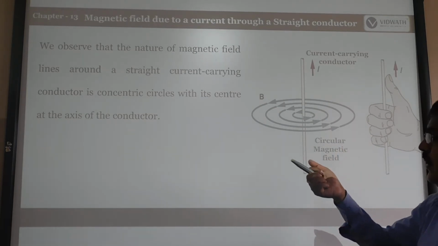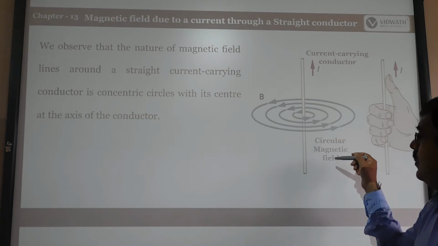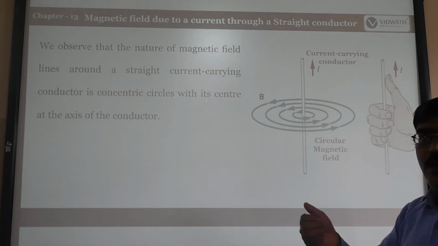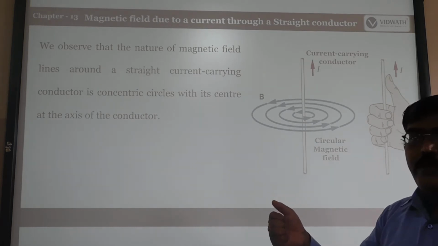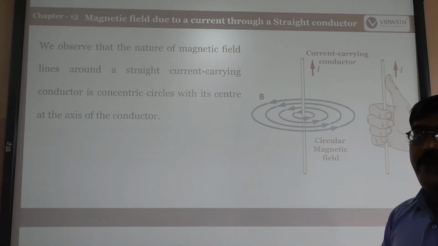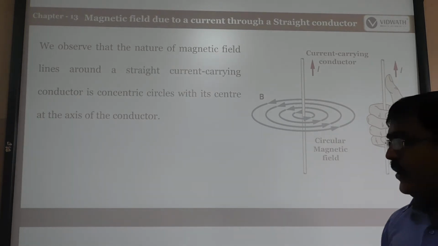So the fingers which are enclosed around it produce the circular magnetic field. The fingers which enclose the conductor indicate the direction of the magnetic field produced. So this is the straight conductor seen as a current carrying conductor.